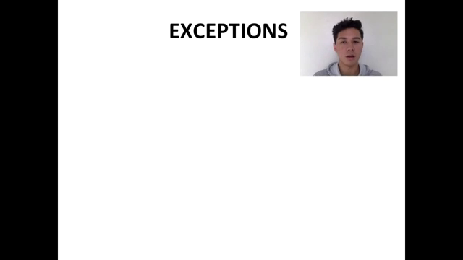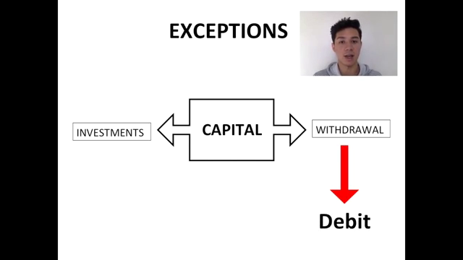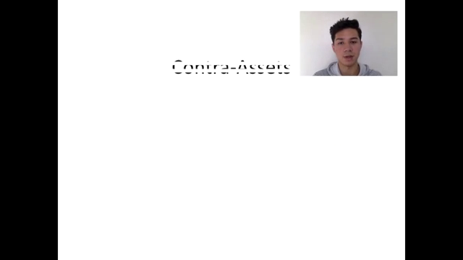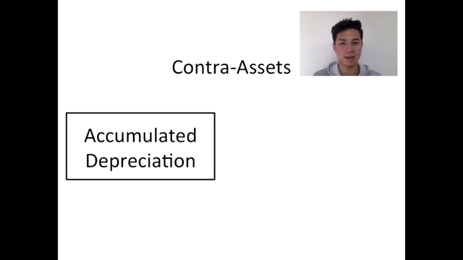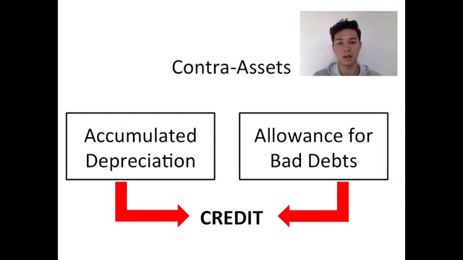When it comes to capital, we have investments and withdrawals. Since withdrawing involves taking money out of the business for personal use, it is listed under debit. Another exception to these rules are contra assets, which are classified under assets, such as accumulated depreciation and allowance for bad debts. They reduce the value of a corresponding asset, and because of this, their values are listed under credit due to the decrease in assets. They are an exemption because normally an asset listed in the trial balance would be understood as an increase in assets. However, these are decreases.